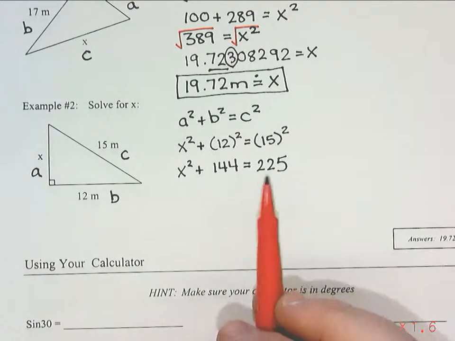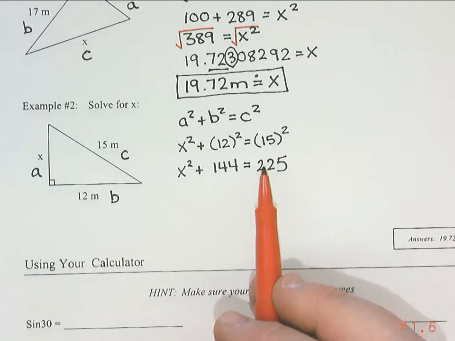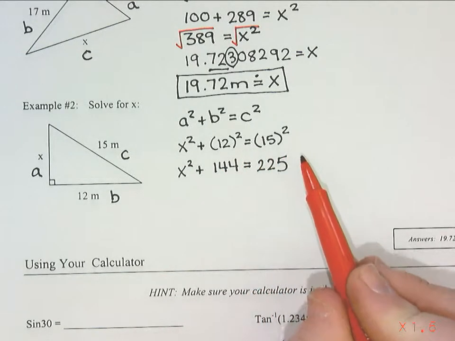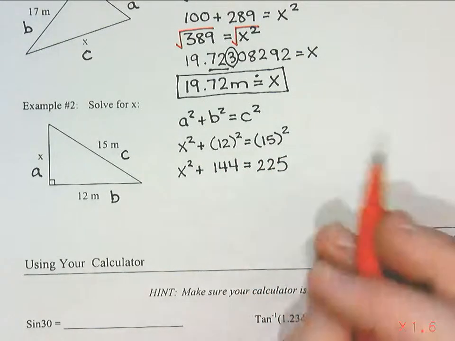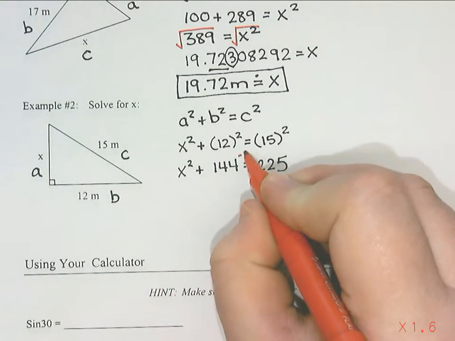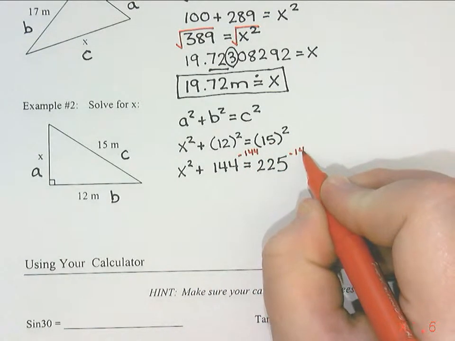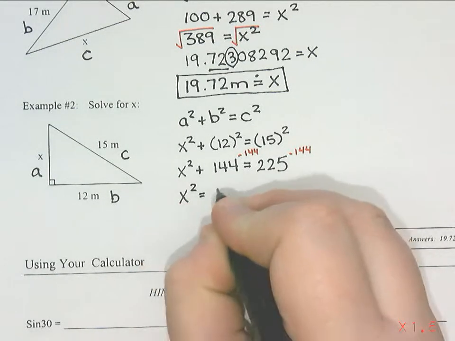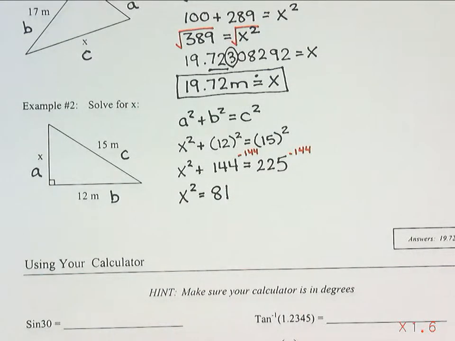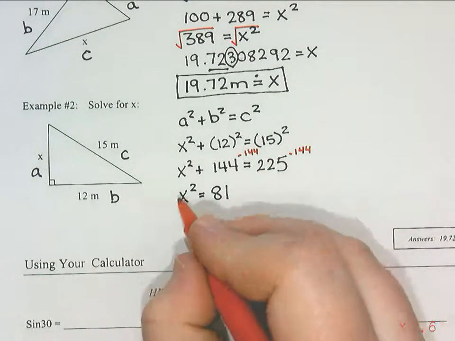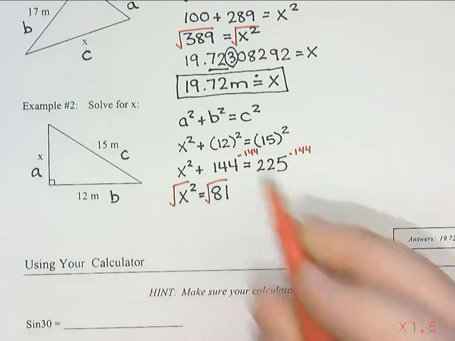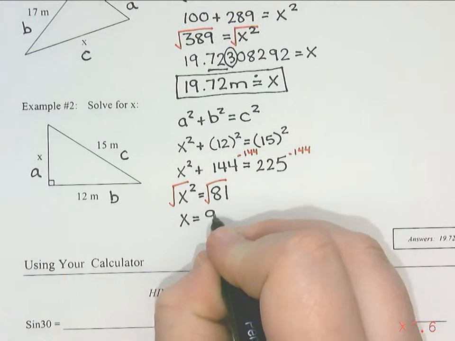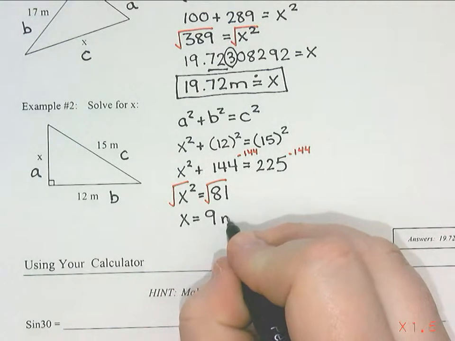I notice this time that I do not have an addition sign between the two numbers. I have an equal sign between the two numbers. So I need to move the 144 to the other side. To do that, we're going to subtract 144 from both sides to get that x squared equals 81. The opposite of a square is a square root. So we take the square root of both sides, and the square root of 81 is 9. So x is 9 meters long.